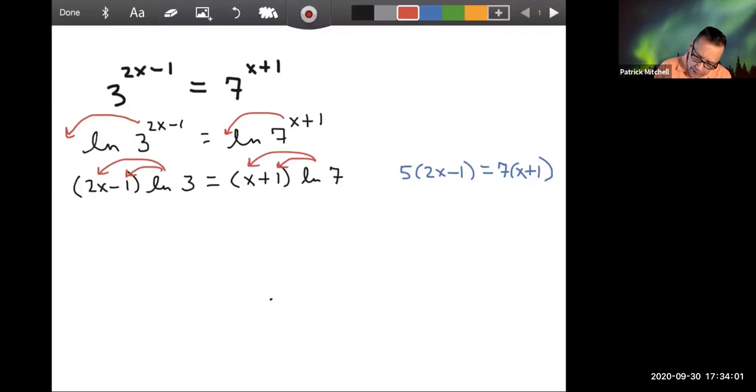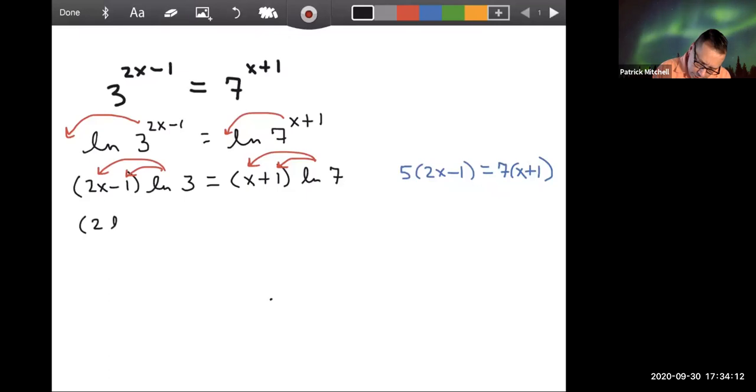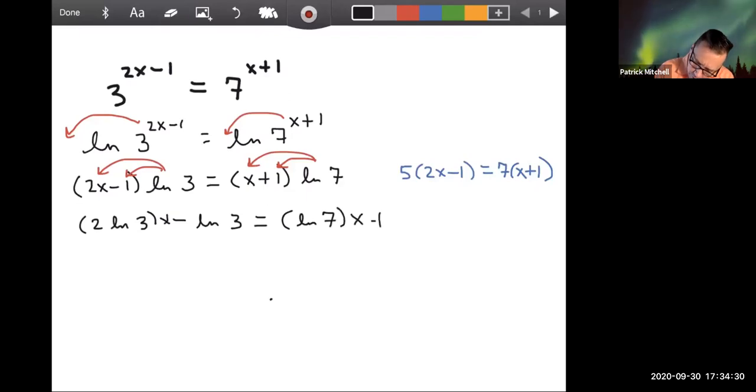All right, so what that's going to give me is the following: 2x times natural log 3. And I think I would like to write that as 2 natural log 3x minus natural log 3 equals natural log 7 times x, which I'm going to write like this, plus natural log 7. Okay, I admit it's ugly. All right, but it is a linear equation, so what do we always do with linear equations?